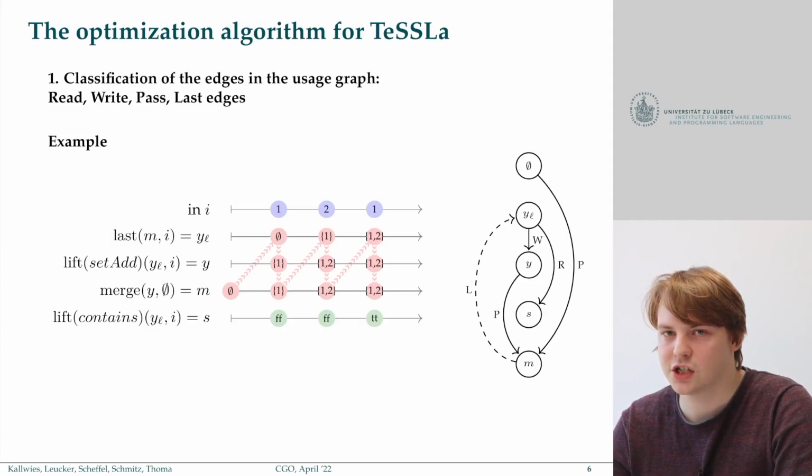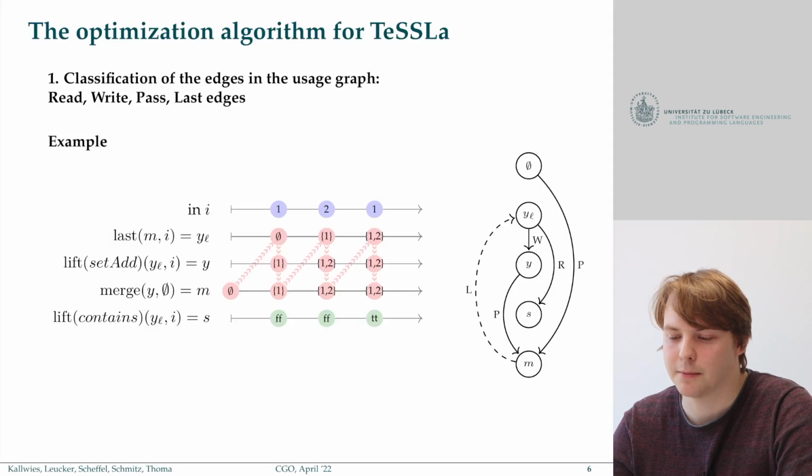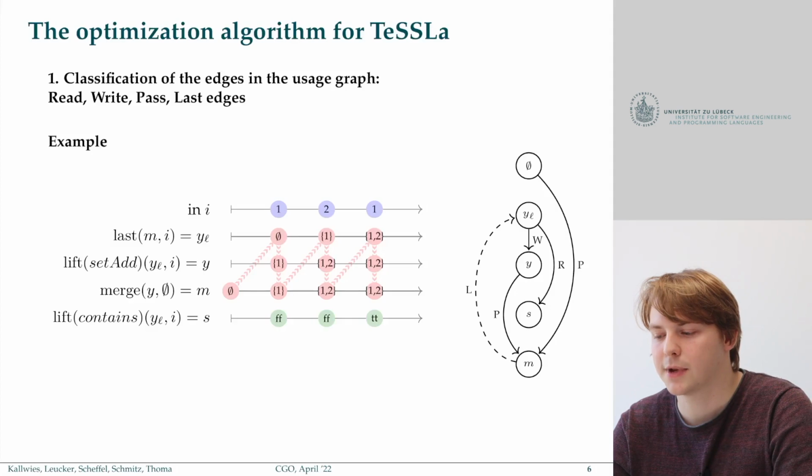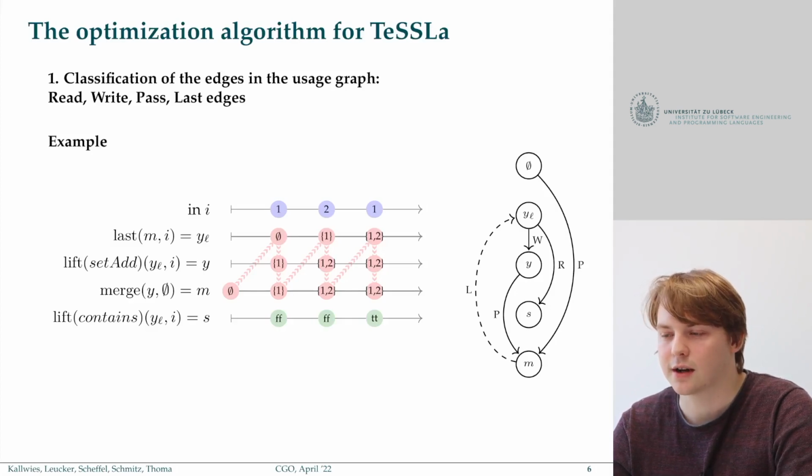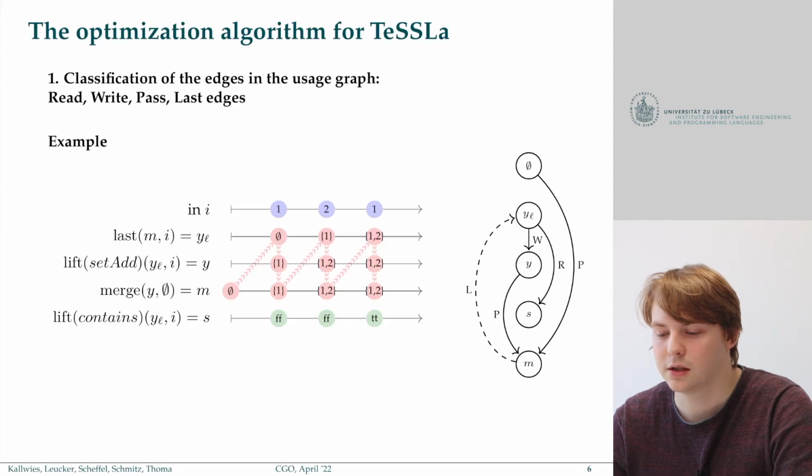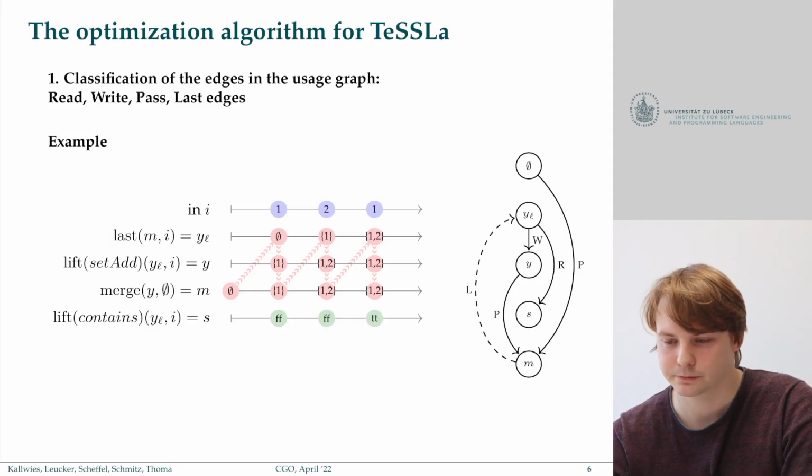Furthermore, we have pass edges, where the data is not modified, but just passed to another stream. For example, the merge just takes over the element from stream Y one-to-one. So the edge from Y to M is a pass edge, and the last edge is some kind of special pass edge, where the value is passed, but not during the current timestamp, but to the next timestamp.